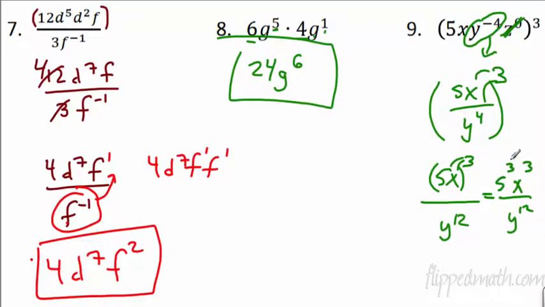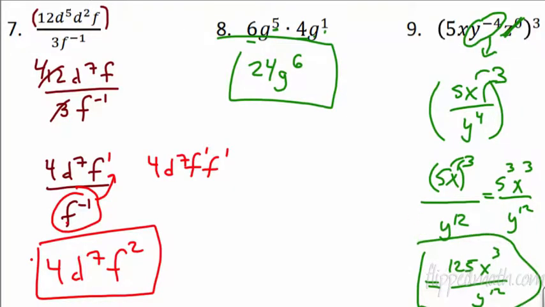Whew, almost done. What's 5 to the 3rd? If I were doing this, I could figure that out. 5 squared is 25. Add another 5 there. You get 125 x to the 3rd, all over y to the 12th. That is a crazy difficult problem, but we have more.